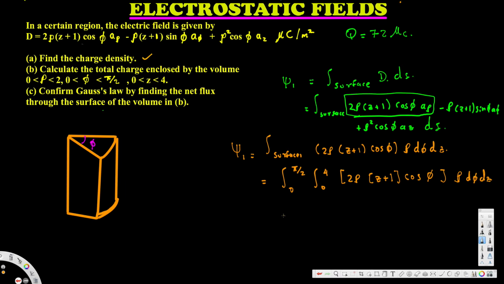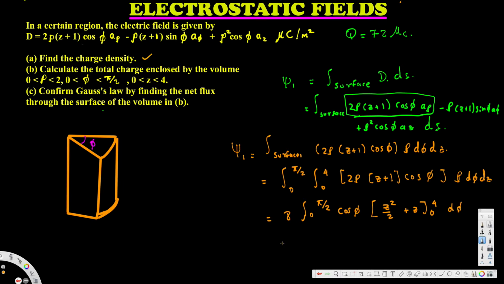Okay, and after we do the integration, we are going to end up with something like that. We are going to have 8 integral. I'm just doing the inner integration first. So 0 to 5 by 2 cos phi, and then we are going to have z square divided by 2 plus z, 0 to 4, d phi.